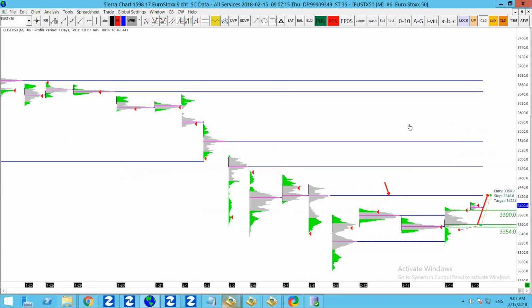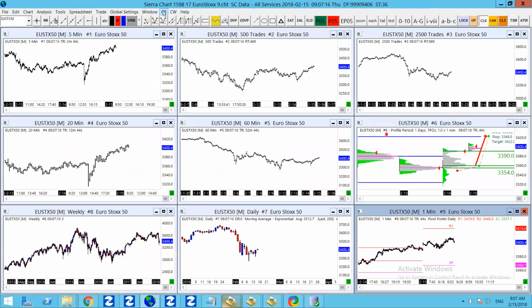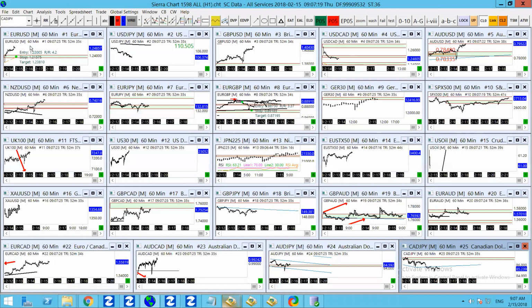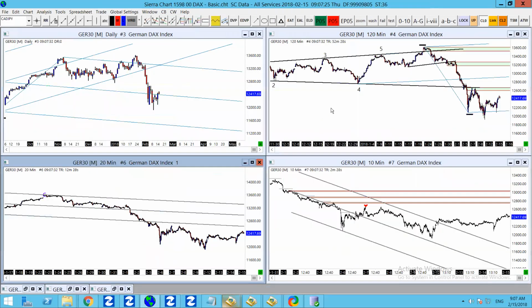So they're the 3 main markets that we discussed in the webinar. We did briefly look at oil and gold, but I will go through those another day. So that sort of sums up what we were talking about.